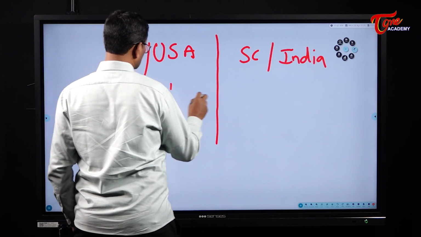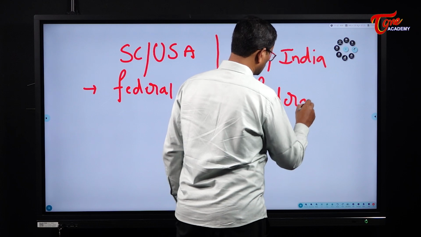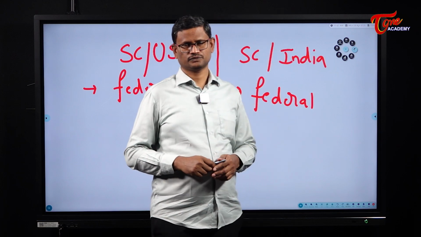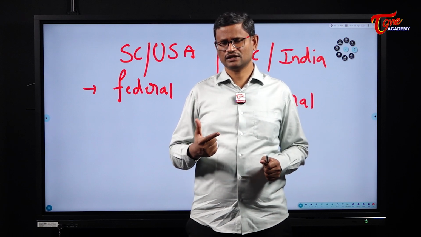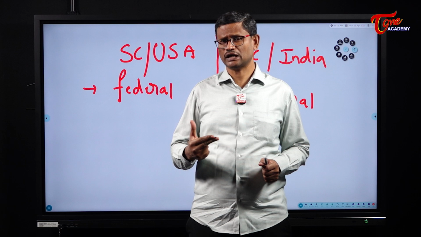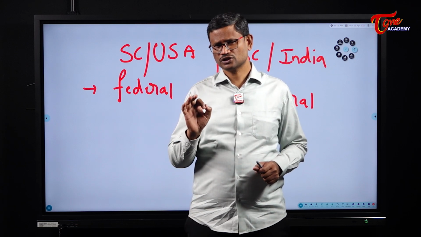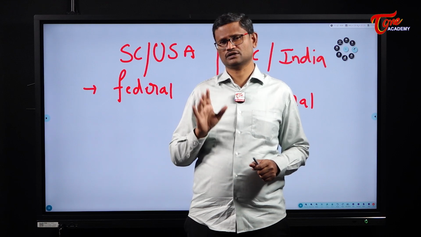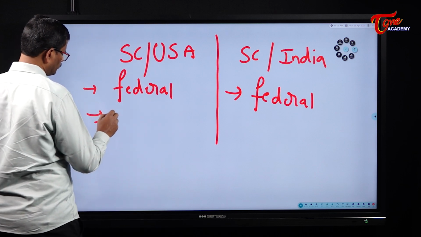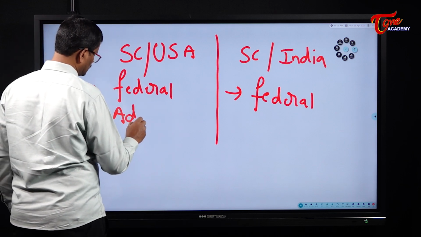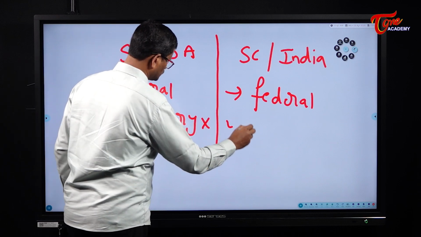But the Indian Supreme Court, in addition to being a federal court, is also the highest appellate court. It has criminal, civil and constitutional appellate jurisdiction. But the American Supreme Court has appellate jurisdiction only with respect to constitutional matters. In addition, the American Supreme Court doesn't have the power of advisory jurisdiction. It is absent there, but here it is present.